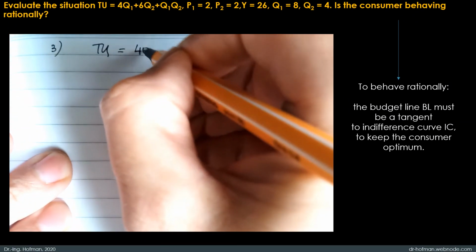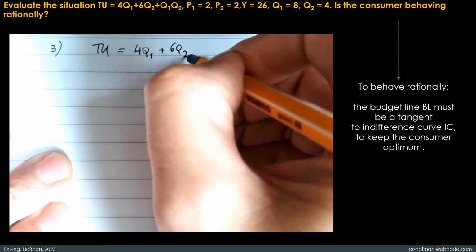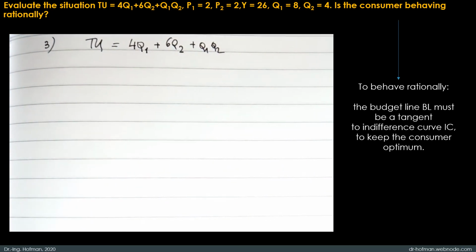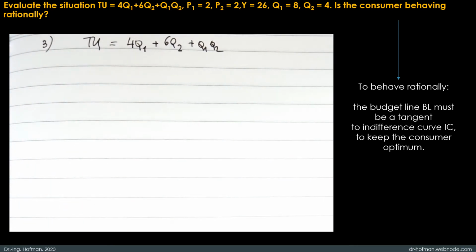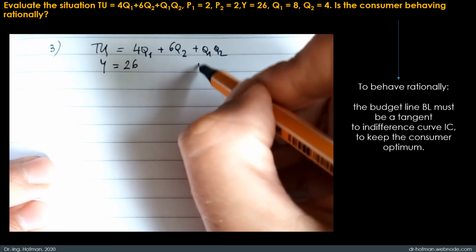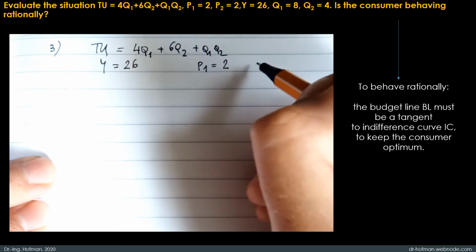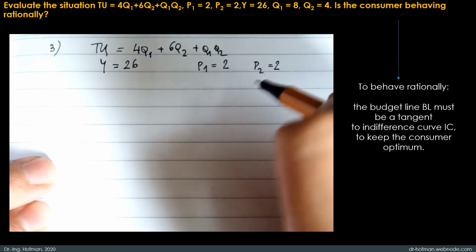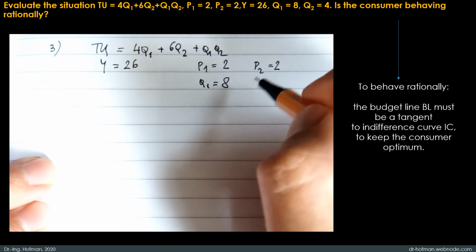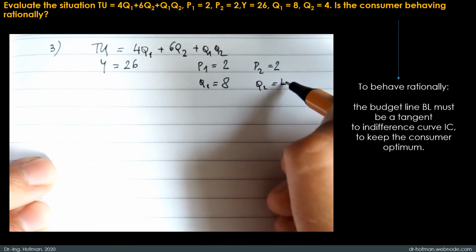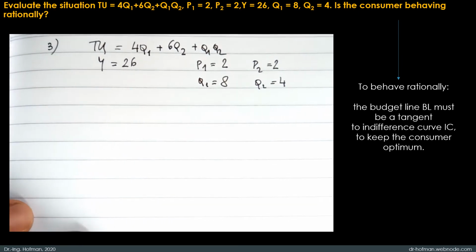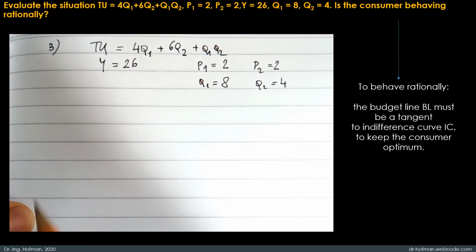Evaluate the situation when total utility equals 4Q1 plus 6Q2 plus Q1Q2. The price of the first good equals 2 euros and the price of the second good equals also 2 euros. The yield is 26 euros. And we also know quantity of the first good is 8 pieces or units, and quantity of the second good is 4 pieces or units. Is the consumer behaving rationally?